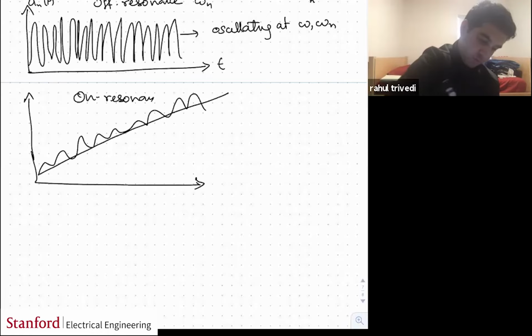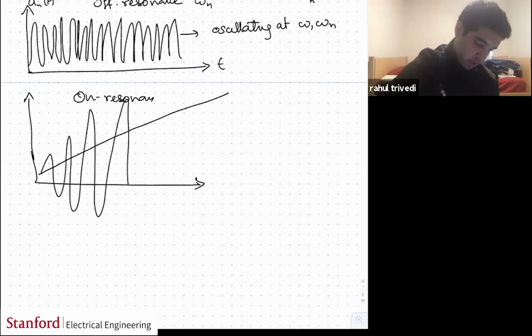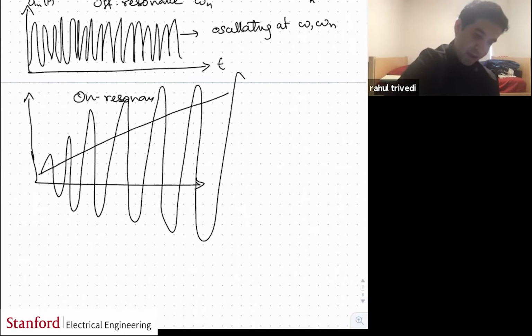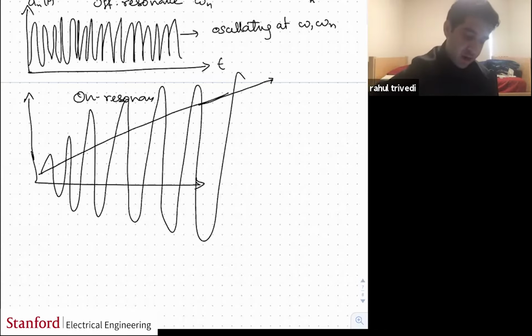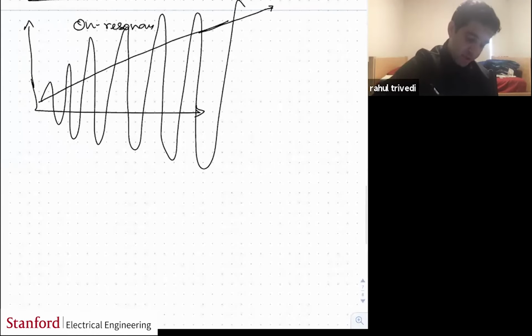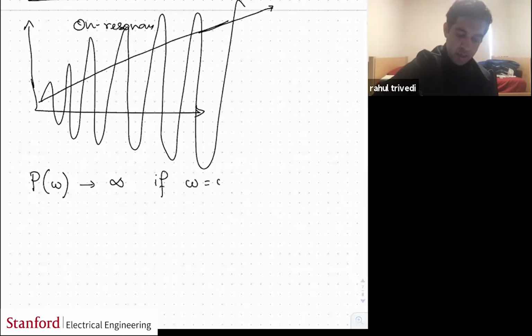I guess it would more precisely look something like this. There are oscillations happening at the resonant frequency, of course, but the amplitude of the oscillation is going to be increasing with time. So as t goes to infinity, if you think about steady state, a steady state doesn't really exist because your cavity modes are becoming larger and larger, your cavity amplitude is becoming larger and larger, right? And in this case, the amount of power that is being transmitted actually goes to infinity if omega is equal to omega n.